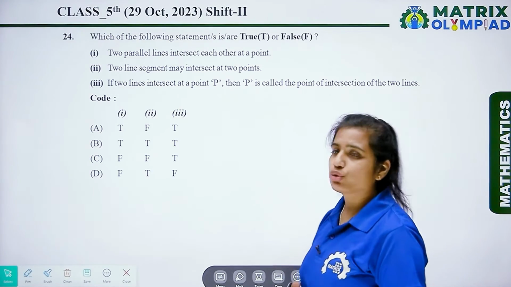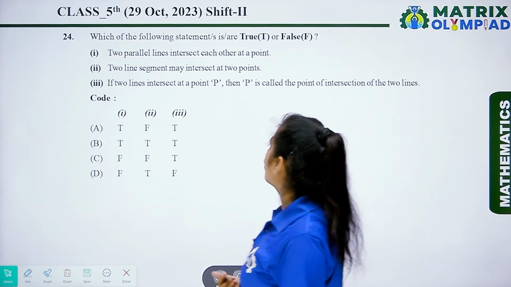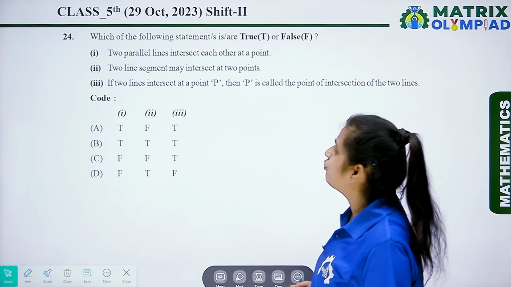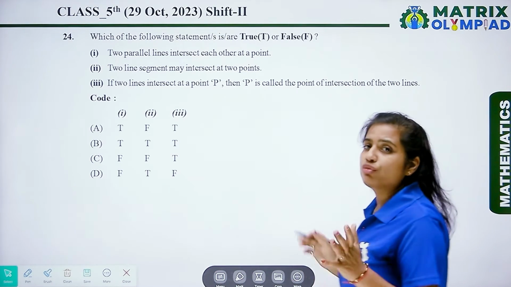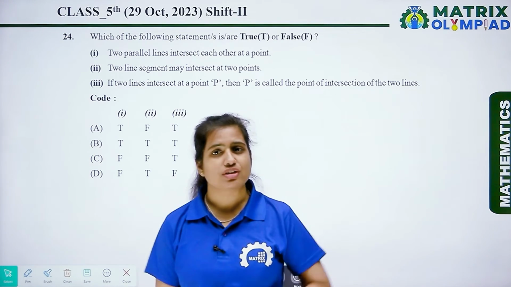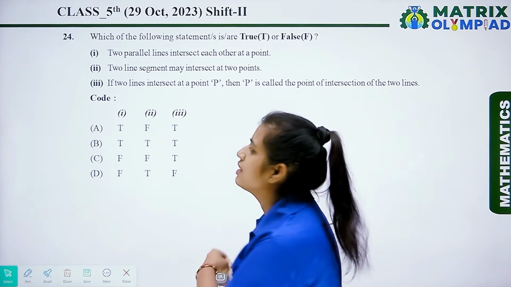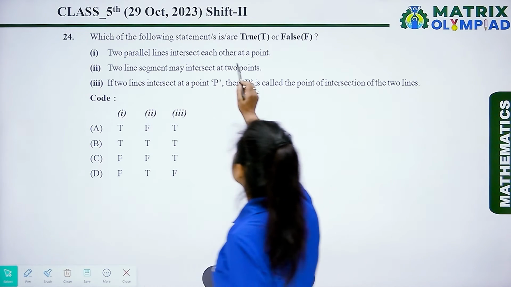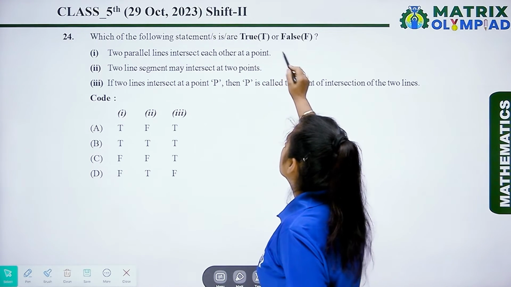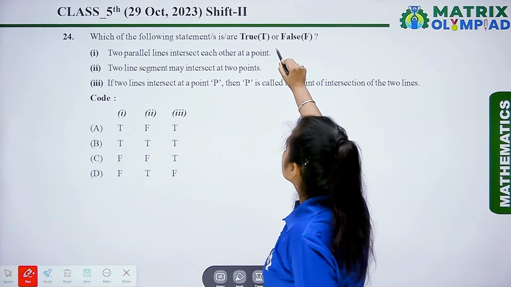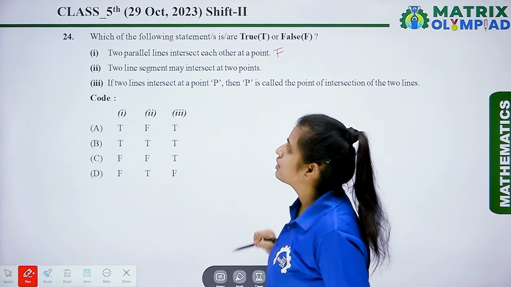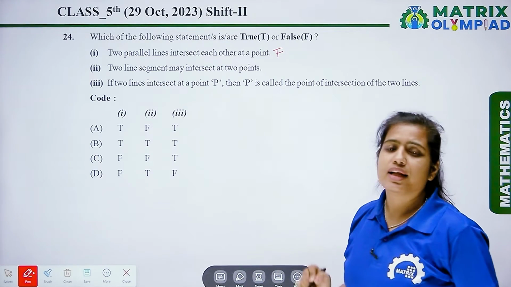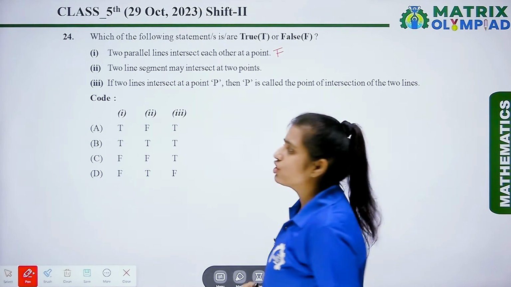Now let's start the next question. Question number 24. Which of the following statements are true or false? Now we have to find out which statement is true and which is false out of these three statements. Now let's begin with the first statement. Two parallel lines intersect each other at a point. So this statement is false because two parallel lines never intersect each other.